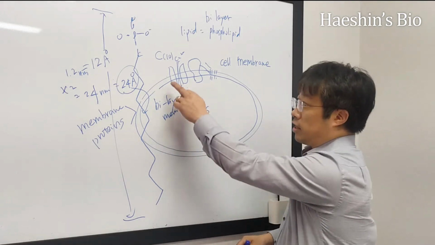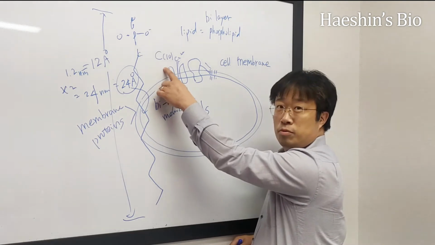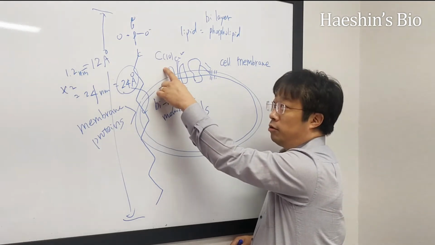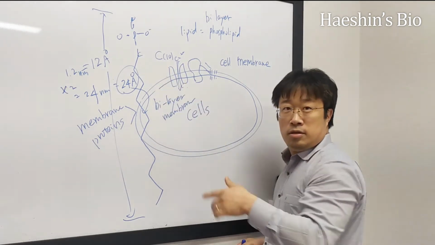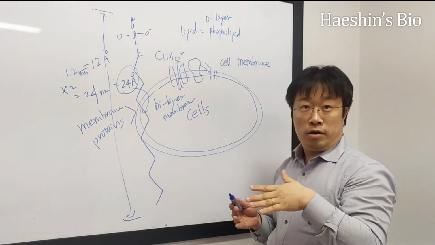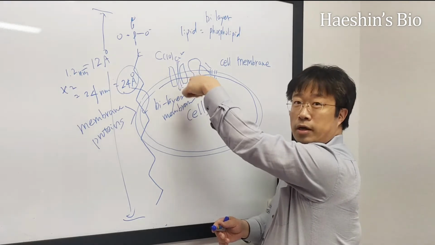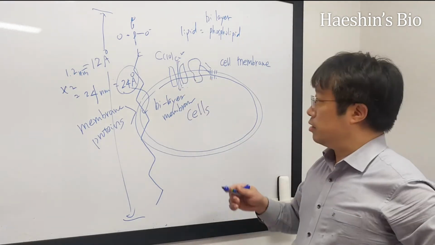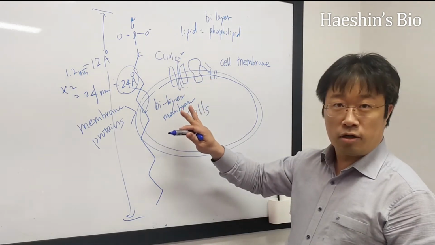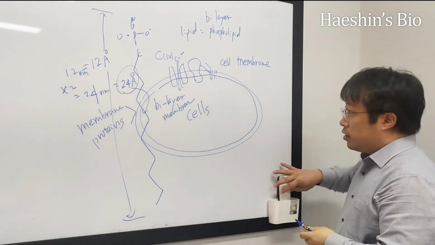So we can expect that this should be more than 2.4 nanometers. Otherwise, these channels are smaller than the lipid bilayer of the cells. They cannot penetrate, these ions are going in, back and out through the cell. So that has to be larger than 2.4 nanometers.